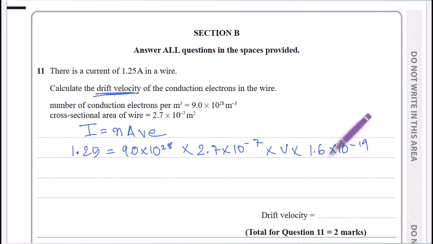So pause the video, plug in the values. Directly substituting the values in your calculator is also part of your practice. So I want you all to do this with me. Make v the subject of the equation and tell me what value you get and match with mine. So the value is 3.2 times 10 to the power minus 4 meter per second. Let's move on to the next question.